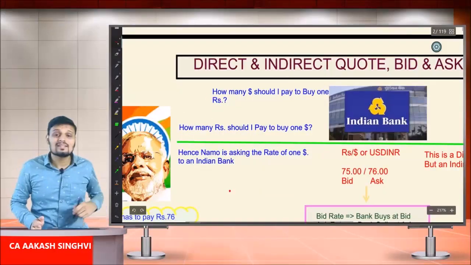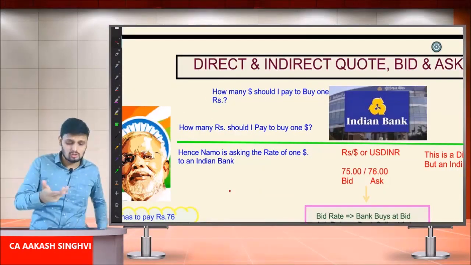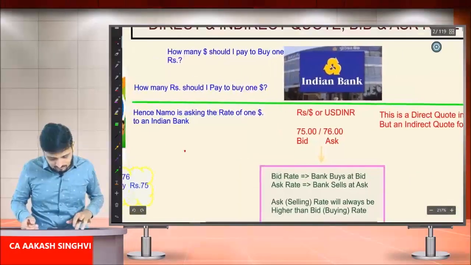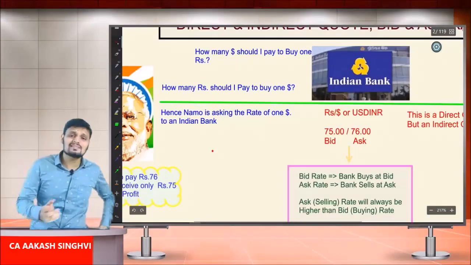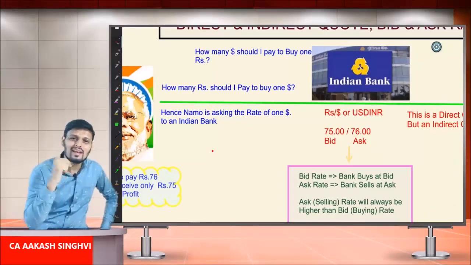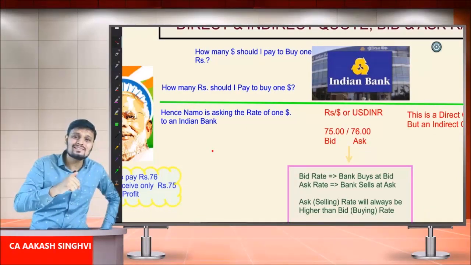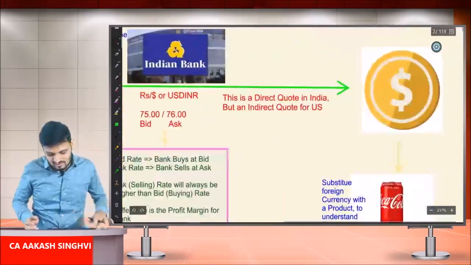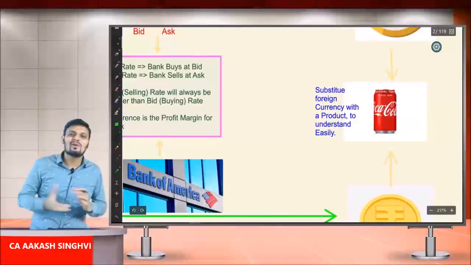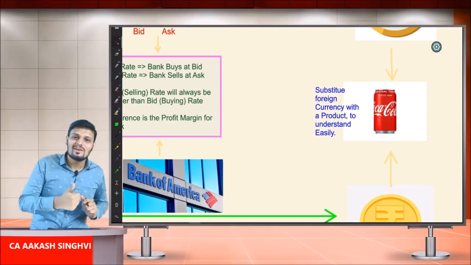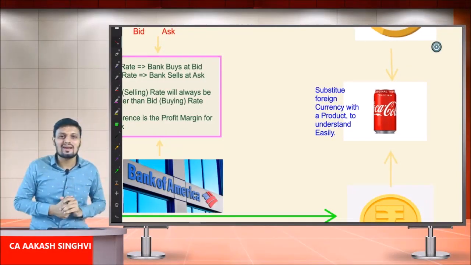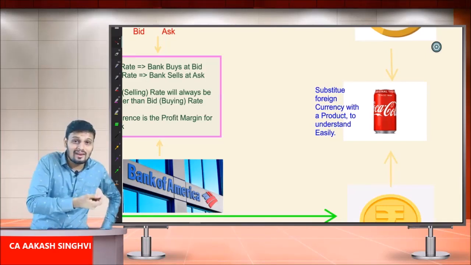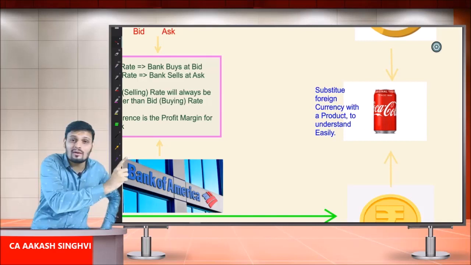If Namo is asking how many dollars should I pay to buy 1 rupee. Okay, first let me explain the other way around. Hence, Namo is asking the rate of $1. See, we are Indians, right? We want to ask the rate of foreign currency. Let us try to substitute this. For example, let's assume you want to buy 1 Coca-Cola. You are going to the Coca-Cola shop and asking them how many rupees should I pay to buy 1 product of Coca-Cola.